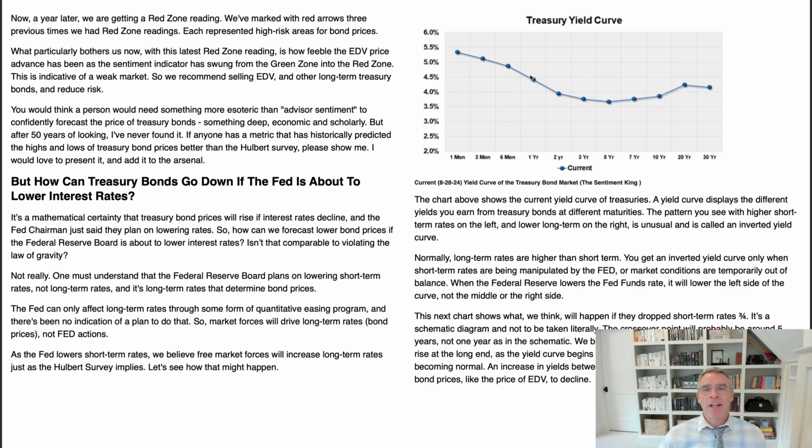We've seen this for a while now. This is totally not the way a normally functioning bond market yield curve should look. It should be looking just the opposite, with the 1-month Treasury bill having the lowest yield and the 30-year Treasury bond having the highest yield.